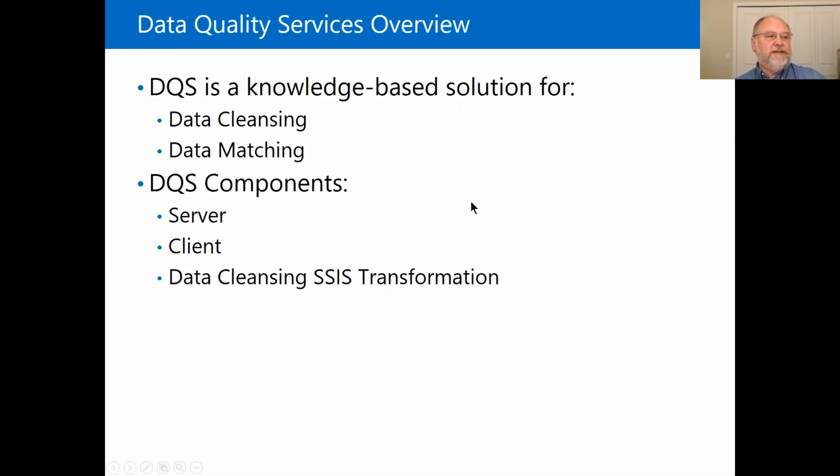So DQS is a knowledge-based solution. And what a knowledge base is, it's basically a database that stores what things should be like. In other words, it stores information that for the state column, if you see a CAL, I want it converted to California, that kind of a thing. And that's what the knowledge base contains, as well as for deduplication, it contains a set of rules that say, if two records have the following things be the same, then they're duplicate records. So that's what we're talking about with a knowledge base.